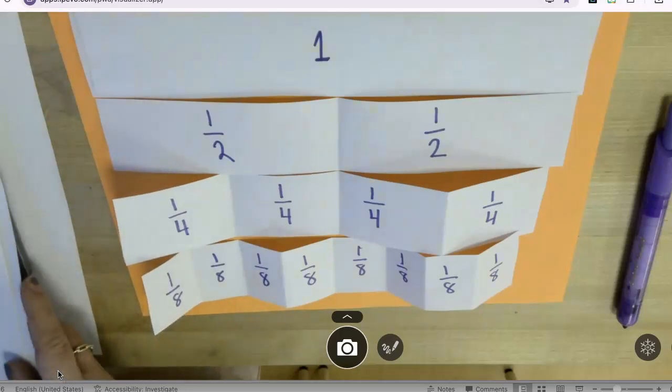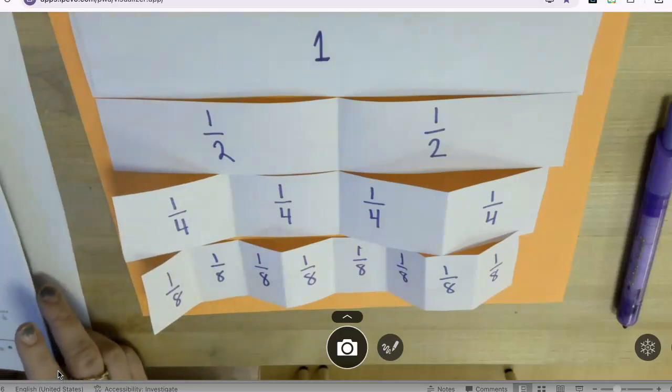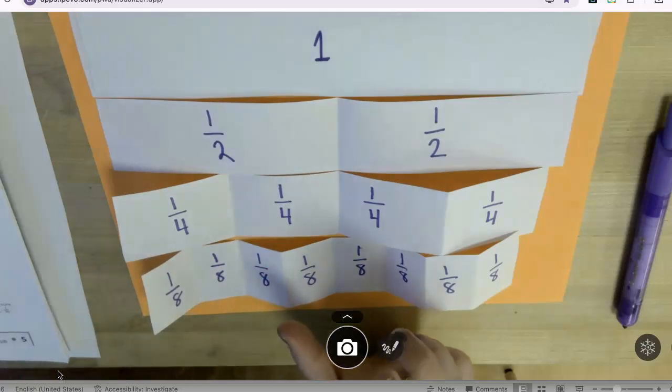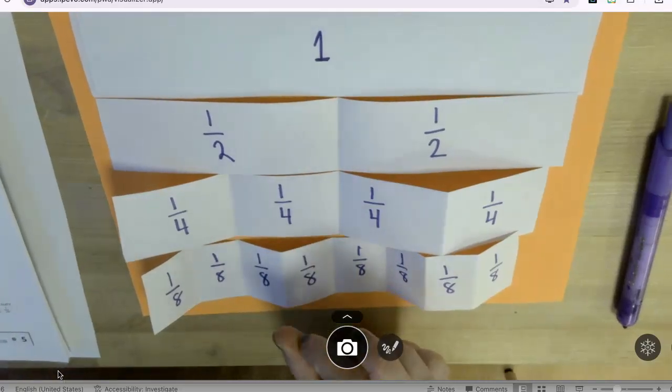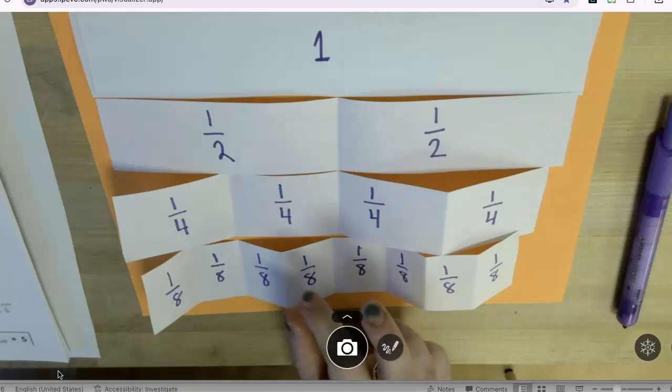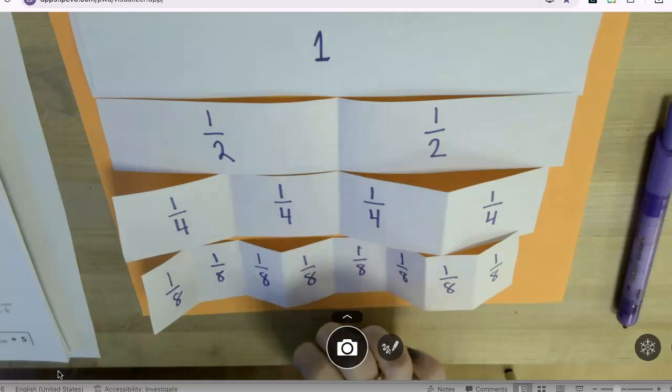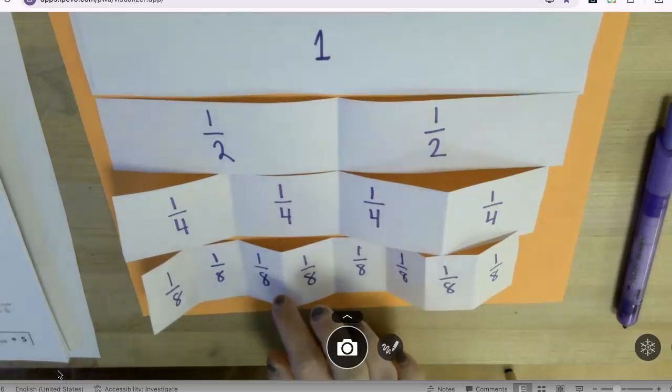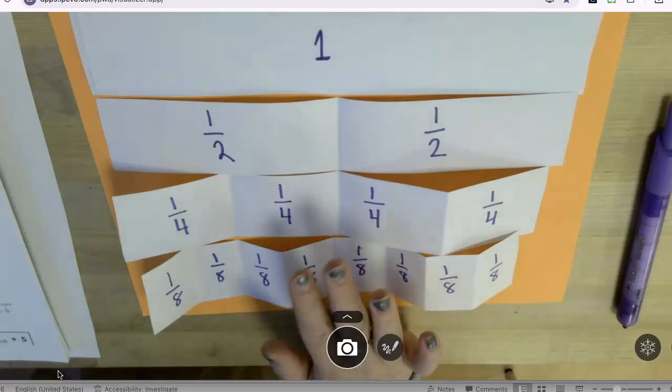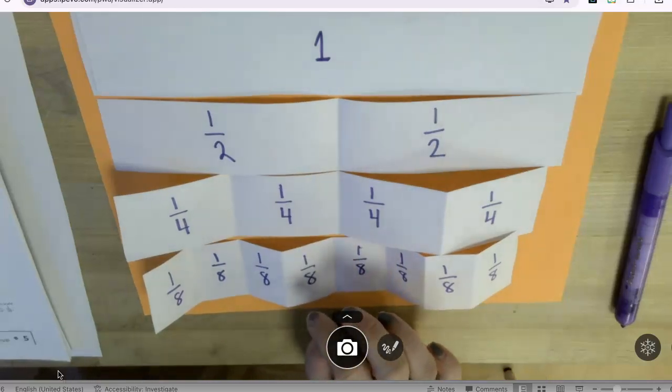So for your next activity, it's going to be in your packet. And you're going to see fraction bars, and they're going to be shaded. I want you to write what fraction the shaded part represents. Just the shaded part. So on these fraction strips, we wrote down each part of the entire whole. You're just going to write down what the shaded part represents.